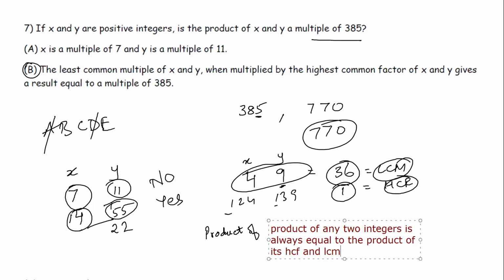It is stating that it's a multiple of 385. So we know that the least common multiple of x and y when multiplied with the highest common factor of x and y gives a result equal to a multiple of 385. That result is nothing but the product of the two numbers x and y. Are you getting the picture? So the product of x and y, is it a multiple of 385? It's directly answering the question that it is a multiple of 385. Is the product of x and y a multiple of 385? Yes. So statement B answers the question. C is out, E is out. B is the answer.